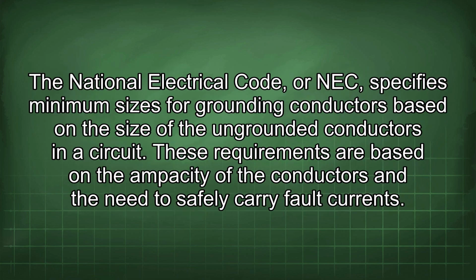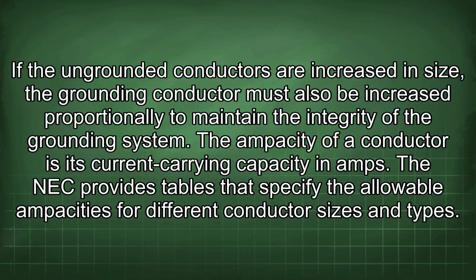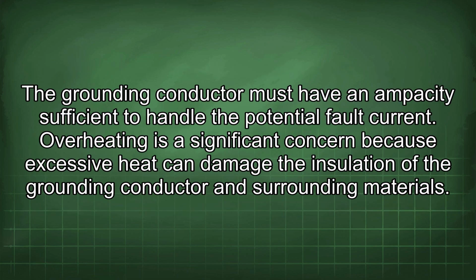The National Electrical Code, or NEC, specifies minimum sizes for grounding conductors based on the size of the ungrounded conductors in a circuit. These requirements are based on the ampacity of the conductors and the need to safely carry fault currents. If the ungrounded conductors are increased in size, the grounding conductor must also be increased proportionally to maintain the integrity of the grounding system. The ampacity of a conductor is its current carrying capacity in amps. The NEC provides tables that specify the allowable ampacities for different conductor sizes and types. The grounding conductor must have an ampacity sufficient to handle the potential fault current.